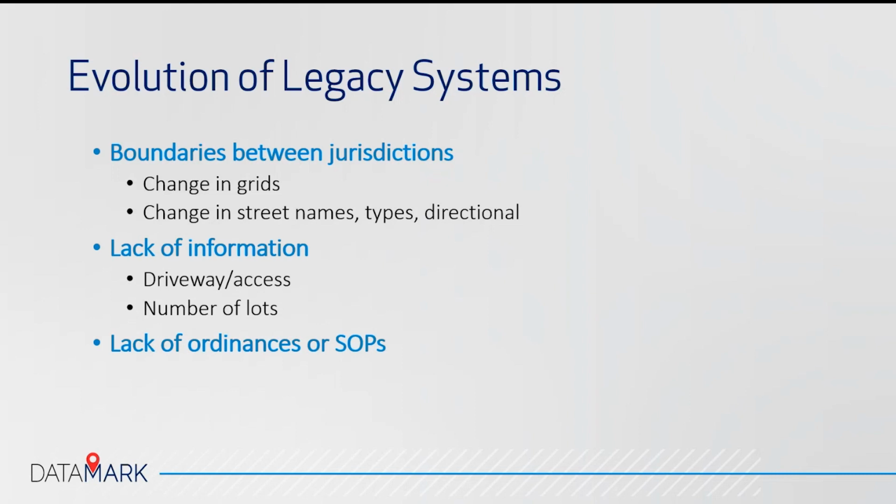We also have had to deal with a lack of information over the years that has led to some irregularities in different addressing systems, like driveway access. Long driveways can upset the intent of different addressing systems. The number of lots: how many lots do you have versus how many addresses are available? Those have also impacted our legacy addressing systems. And then, of course, sometimes you see irregularities because there have been no ordinances or SOPs established within that jurisdiction.